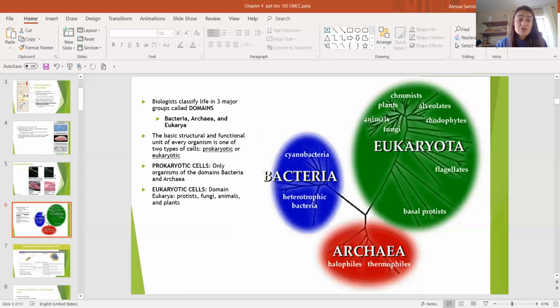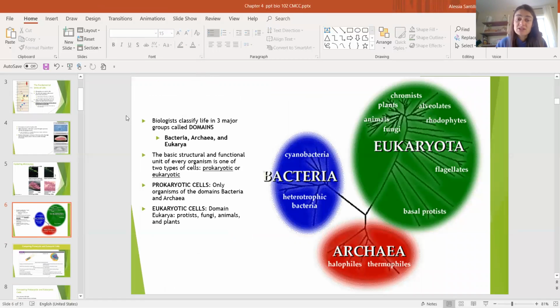So let's look at the 3 domains of life, because as we look at the 3 domains of life, we can see which domain has which kind of cell type.